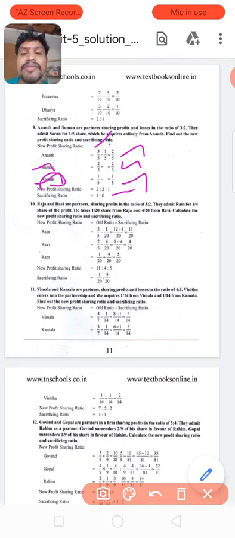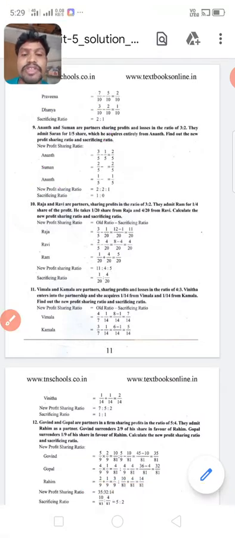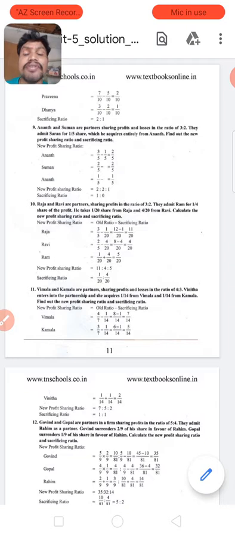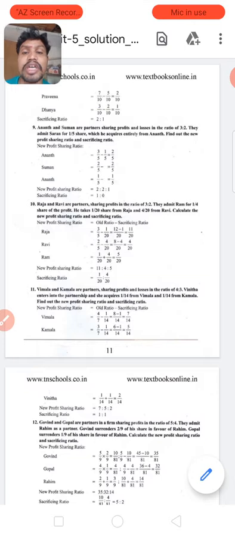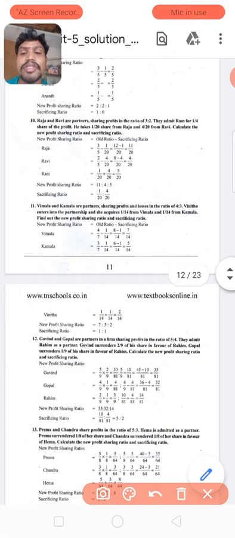What is the sacrificing ratio? 1:0, right, my dear students? Because one person only is sharing the 1 by 5, another person is not sharing any amount. So the sacrificing ratio is 0 for the other person. The first person, Anand, sacrifices. So Anand's sacrifice ratio is 1 by 5. Right. Then we can go to the 10th problem. You see the 10th problem, my dear students.